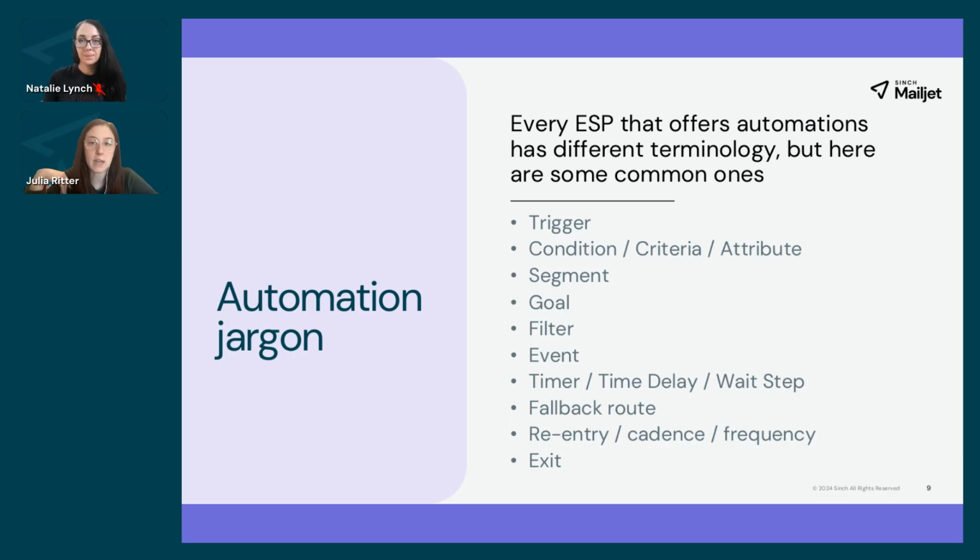Filter. This is something that filters your contacts out of your automation. So if they meet the criteria in your filter, they get removed, or they can go down a different path. Sounds like what it is.